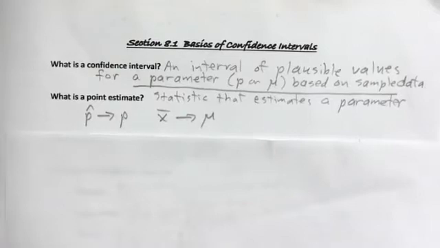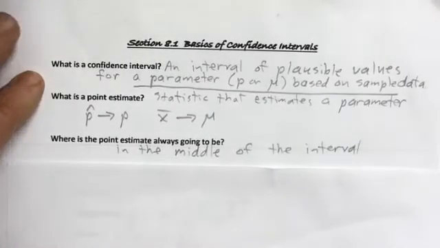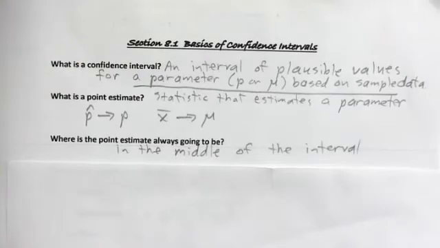So whenever you ask, what's the point estimate? You will report either P hat if it's a proportion or X bar if it's a mean. So where will it always be? It will always be in the middle of the interval.